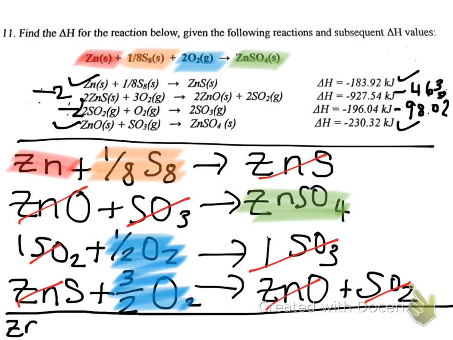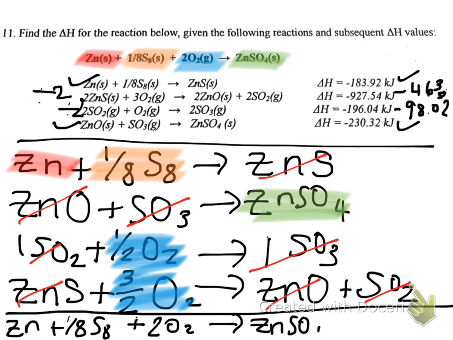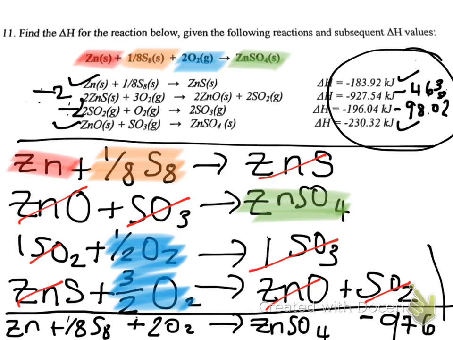So let me write zinc plus 1/8 sulfur plus 2 O2, because half plus 3/2 is 2, yields ZnSO4. And now we have to add up all of these. So we're going to take negative 183.92, add it to negative 463.8, add it to negative 98.02, and add it to negative 230.32. We should be ending up with about negative 976 delta H. And I hope that helps.